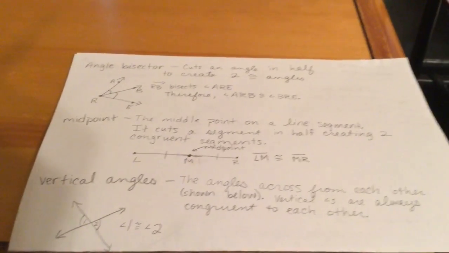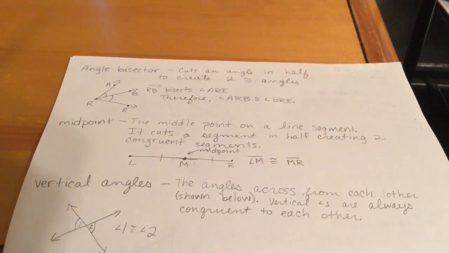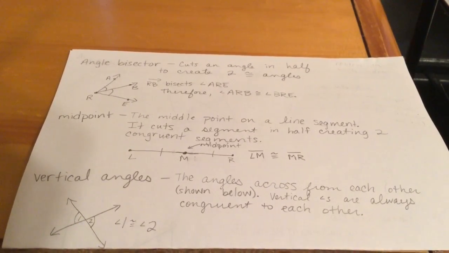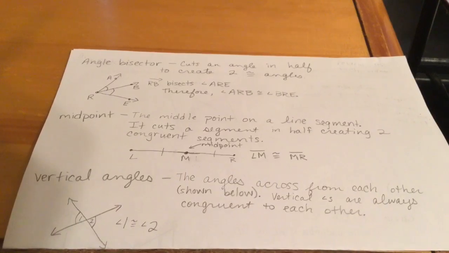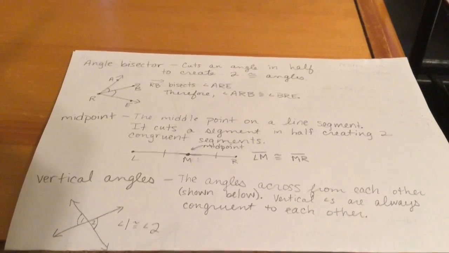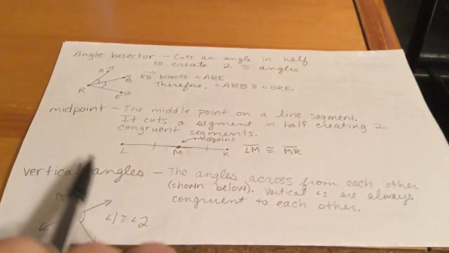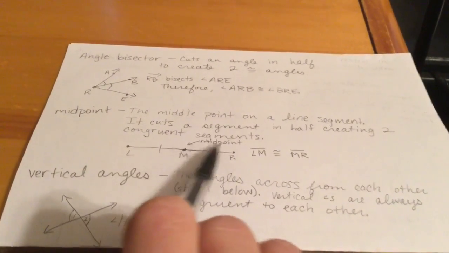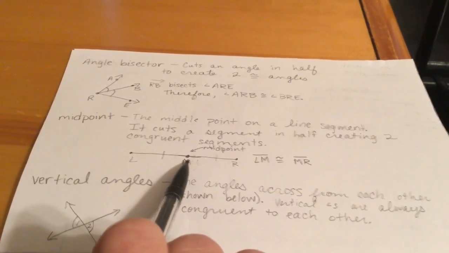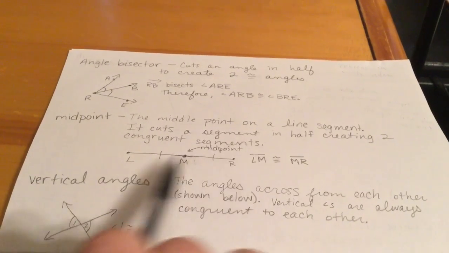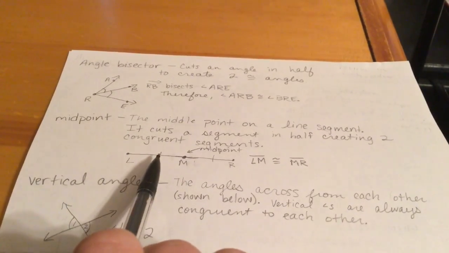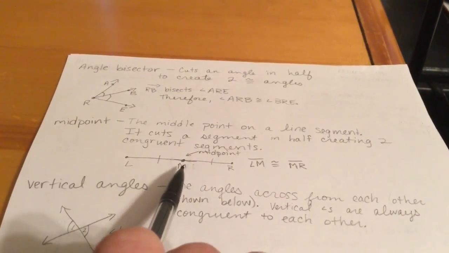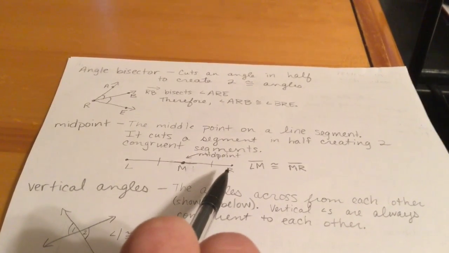So our next one here is midpoint. Midpoint is the middle point on a line segment. It cuts a segment in half and creates two congruent segments. So I start out with that whole segment, LR. And this M, that's my midpoint. Point M is my midpoint. That means it cuts LR into two equal segments. Remember, these tick marks are how we show we have two equal segments. So now LM is congruent to segment MR.